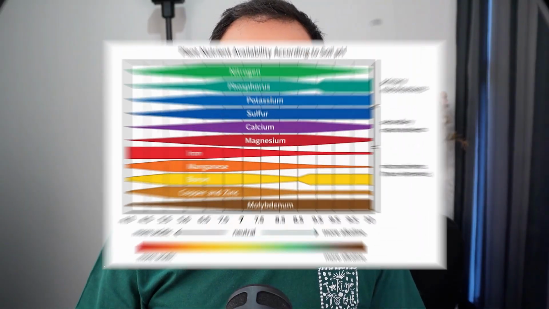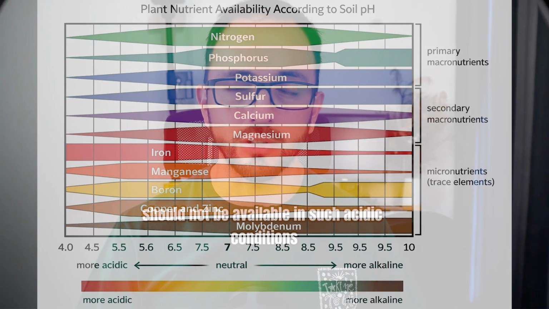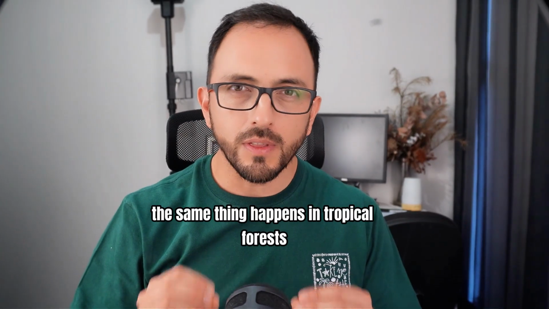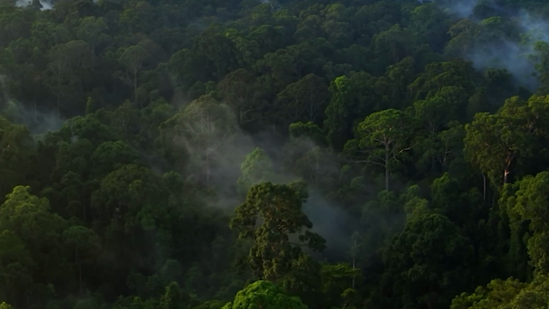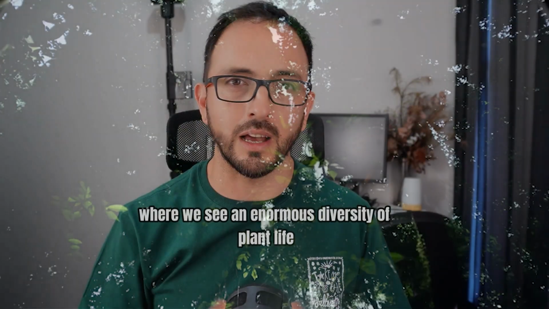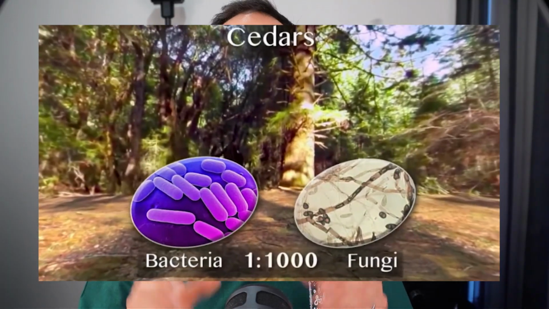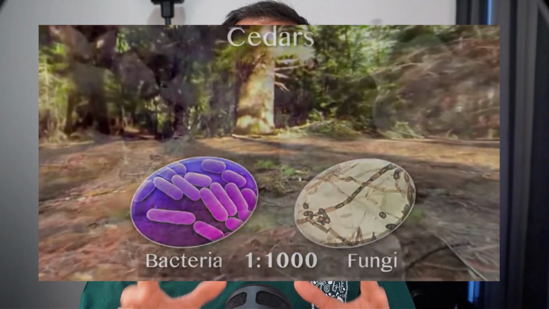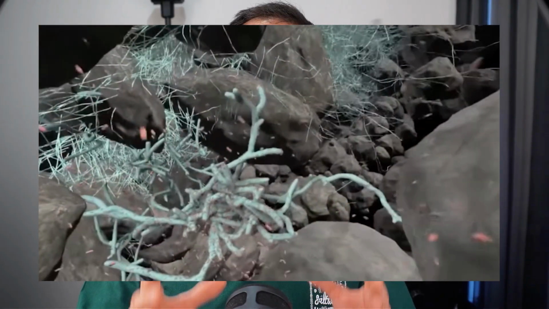If we think about phosphorus, according to the pH nutrient availability chart, this element should not be available in such acidic conditions, and yet these plants are healthy and productive. The same thing happens in tropical forests with acidic soils, where we see an enormous diversity of plant life. So what does this tell us? It tells us that plants are accessing phosphorus. That means there is biological activity and overall soil health that allows phosphorus to become available.